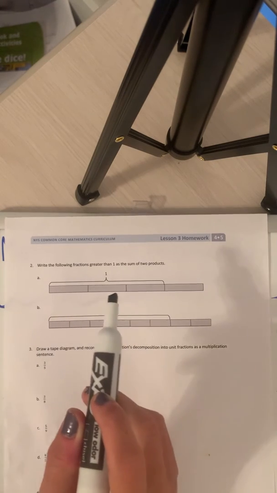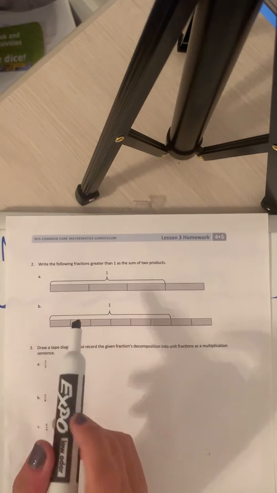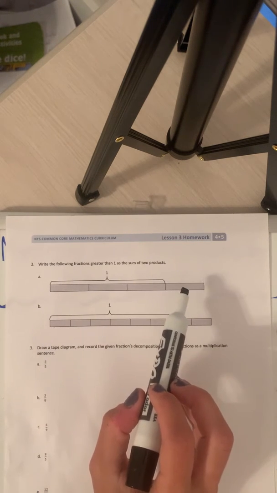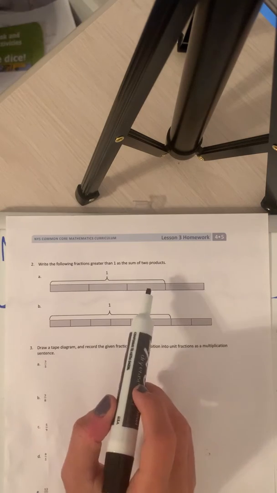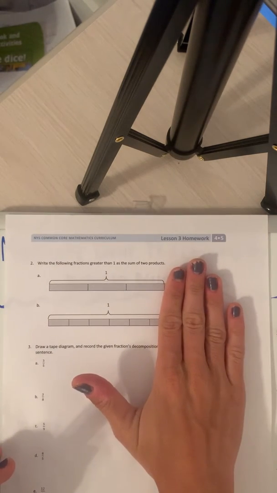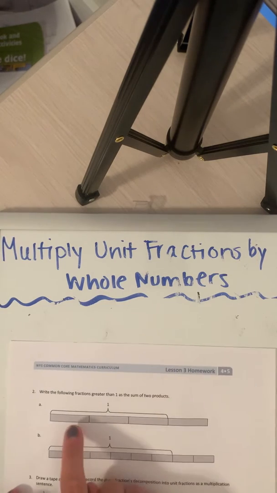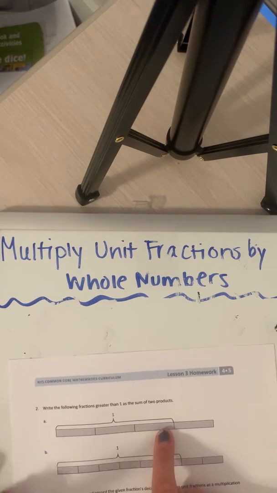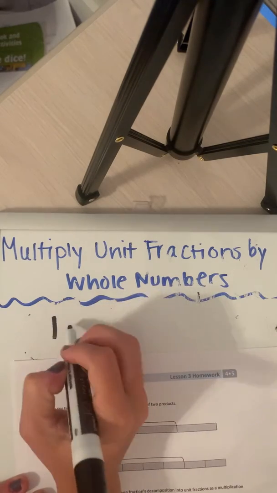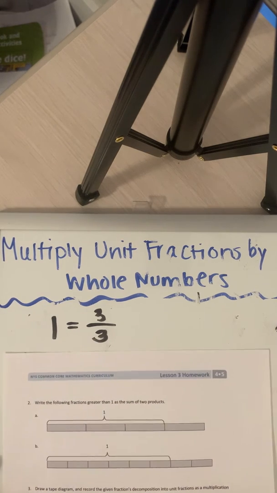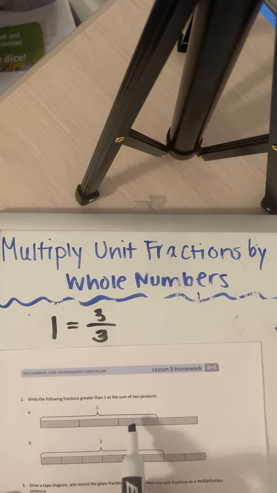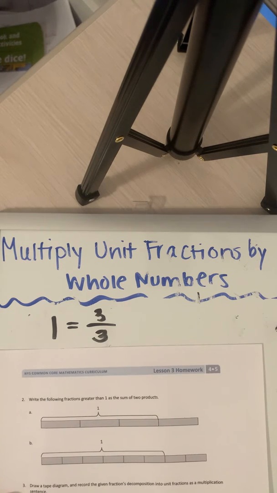If you look on this worksheet, I'm focusing on number 1, okay? I have 1, 2, 3, 4 sections that are colored in. But if I look at my bracket with the 1, I know that my whole ends right here. There are 3 sections in my whole, so I know that 1 is going to equal 3 out of 3. But if I look at my problem, I have 1, 2, 3, 4 sections colored in.